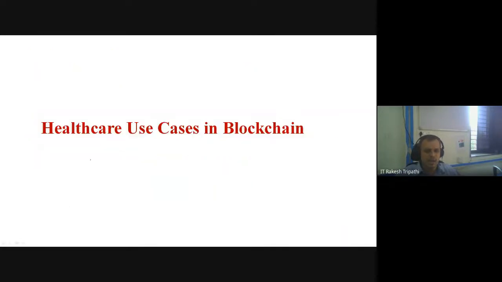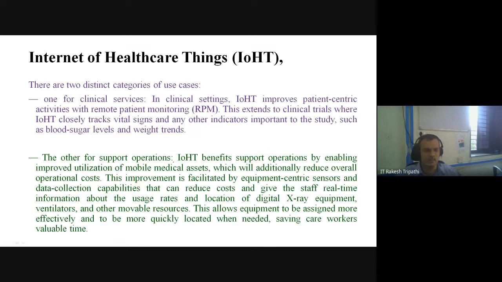Now these are the healthcare use cases in blockchain. There are 2. What happened actually? You have the Internet of Healthcare Things. You are putting sensors onto different patients' bodies. They are recording this data, and this data is going to your central server. Now the central server can run different machine learning algorithms to find a pattern from his food habits, his BP, and all his different physical parameters. You can see what the accurate diagnosis is, and you can give suitable treatment. This is called clinical service.